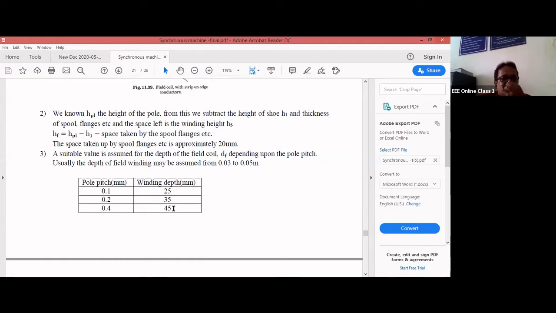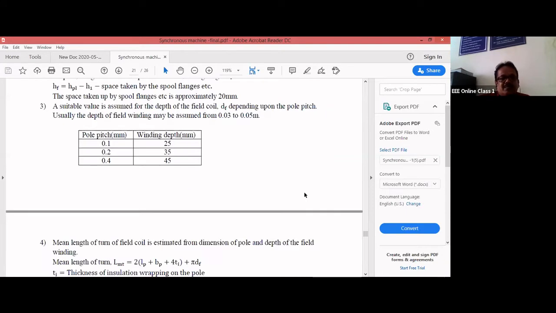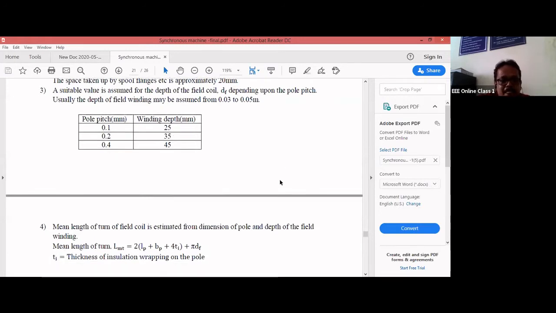So once again the pole pitch depends upon the number of poles. If there are more poles, the pole pitch will definitely become narrower. Based on that, they are going to assume the winding depth. Suppose the winding depth is not given, these are the assumptions they are going to make.